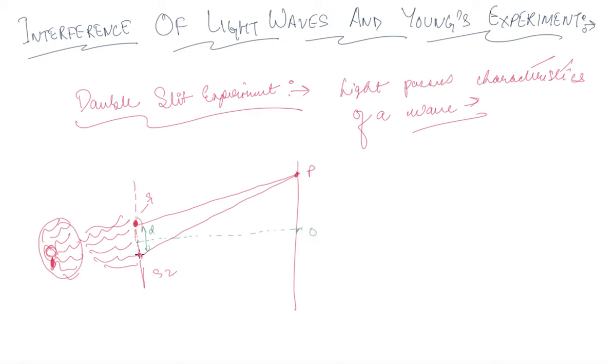So the distance between this line and this line is capital D. And suppose this distance from the midpoint to over here, let's say this be x. So this was the whole arrangement for our Young's double slit experiment.